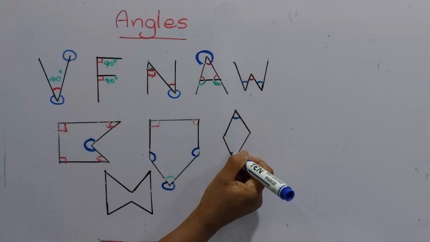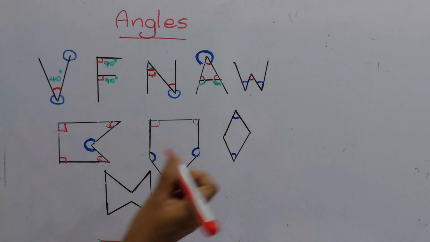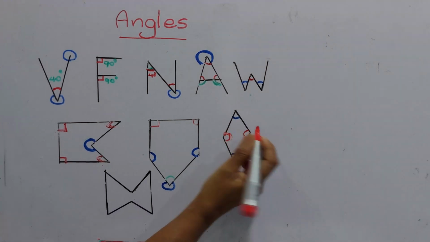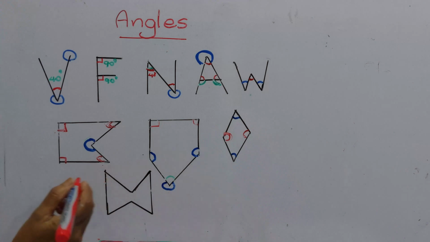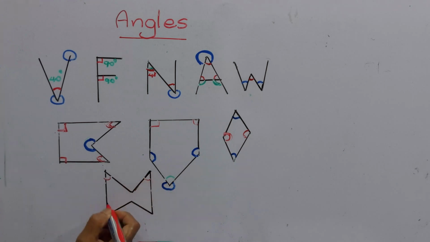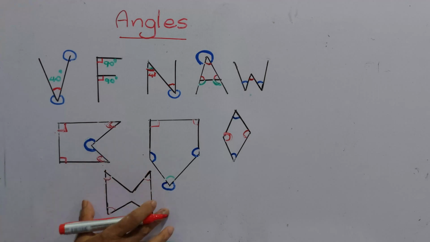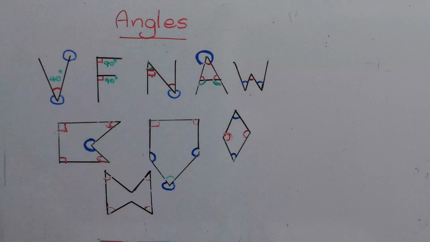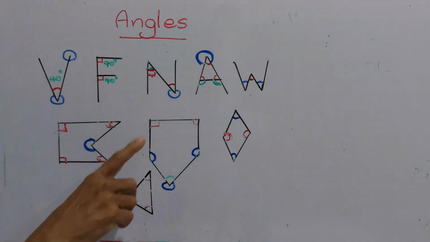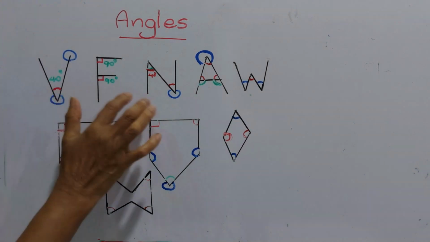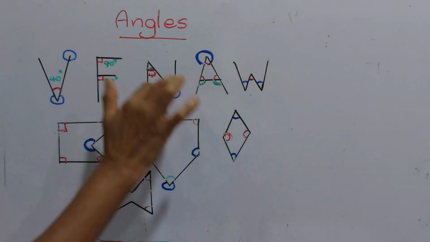Now here, these two are acute angles and these two are obtuse angles. When we mark here, how many acute angles are here? Four acute angles are here inside this figure. Now you have already learned about interesting figures like letters. Inside letters you found so many angles there.